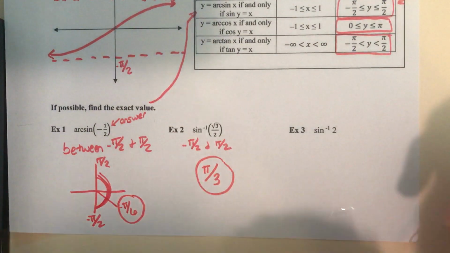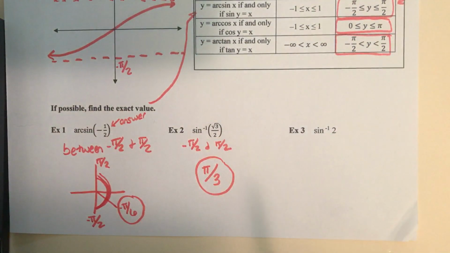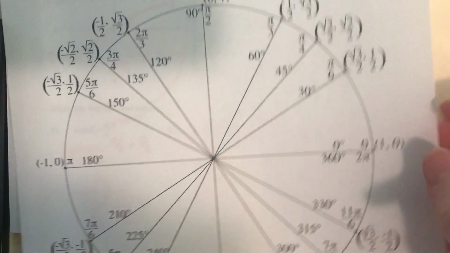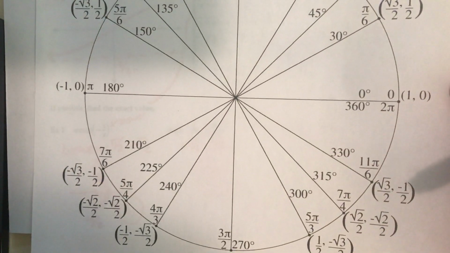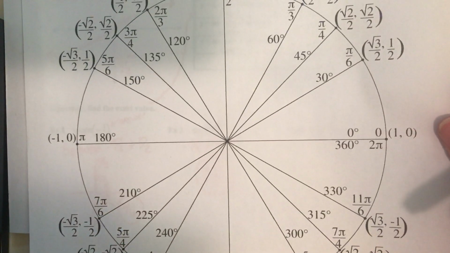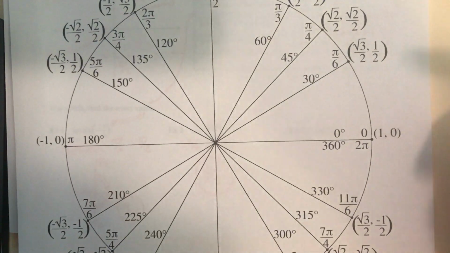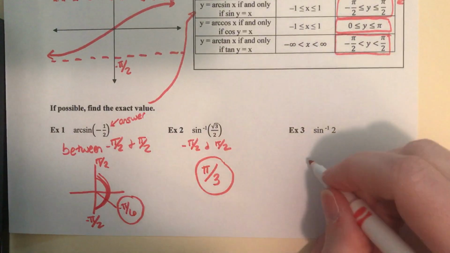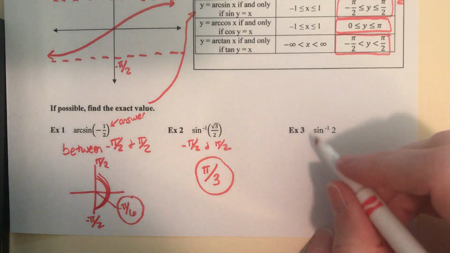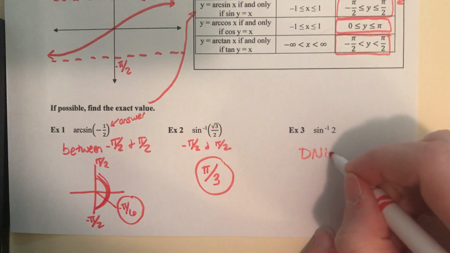Okay, number 3. We're finding the inverse sine of 2. So, looking at my unit circle, I do not see any values where the y is 2. In fact, on a unit circle, the biggest answer we can get is our radius, and the radius on a unit circle is always 1. So 2 does not exist, and you can use the symbol DNE for does not exist.